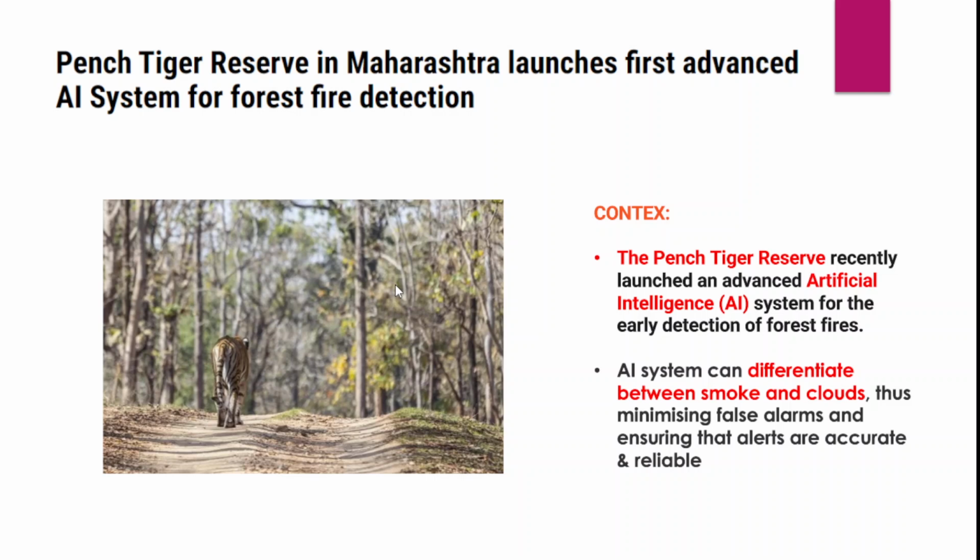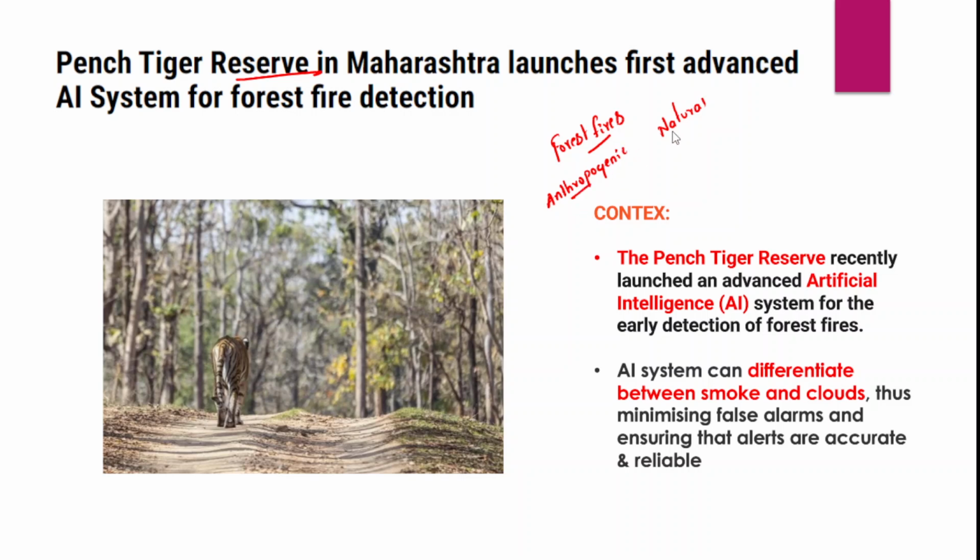The first article that we are going to discuss is also very, very important: recently, Pench Tiger Reserve in Maharashtra launched the first advanced artificial intelligence system for forest fire detection. This is very important in the context of forest fires. We all know about this. Both anthropogenic factors cause these forest fires, and along with the anthropogenic factors, there are also some natural factors which cause forest fires.